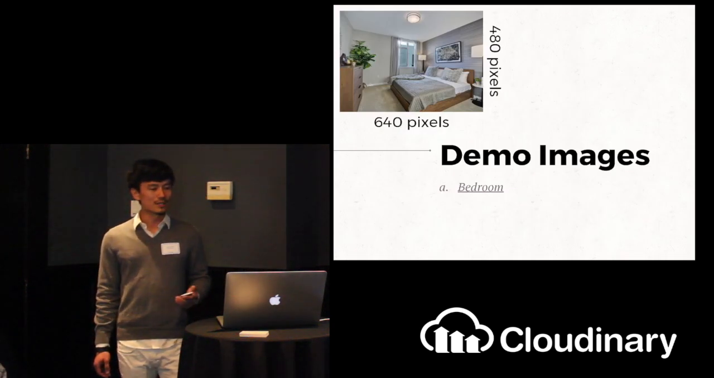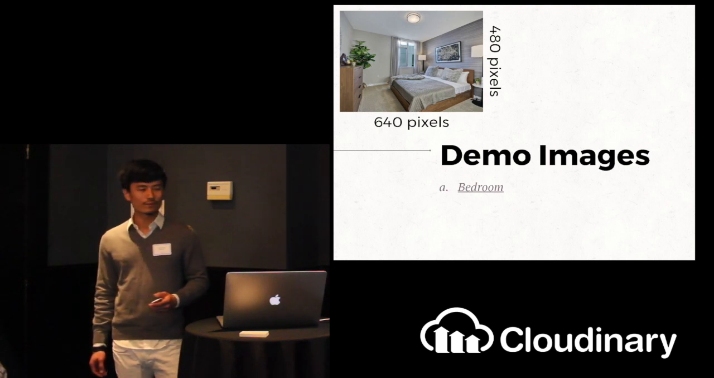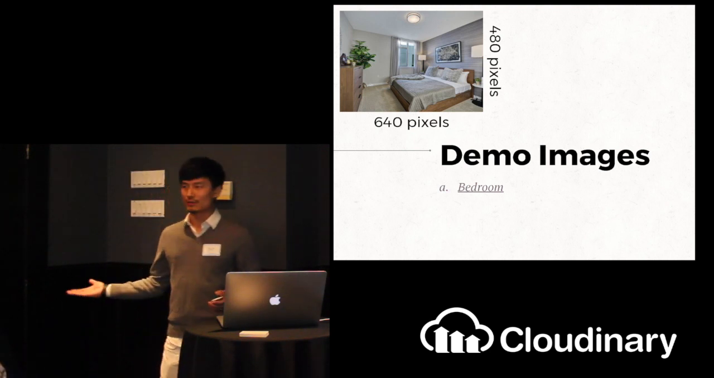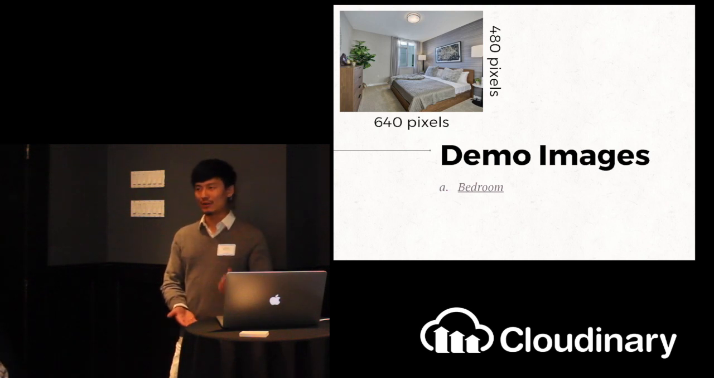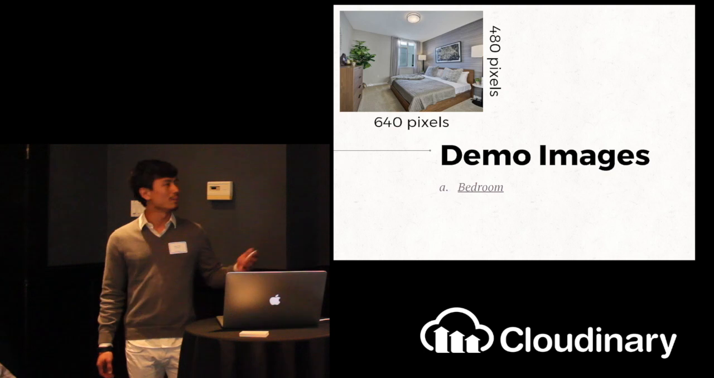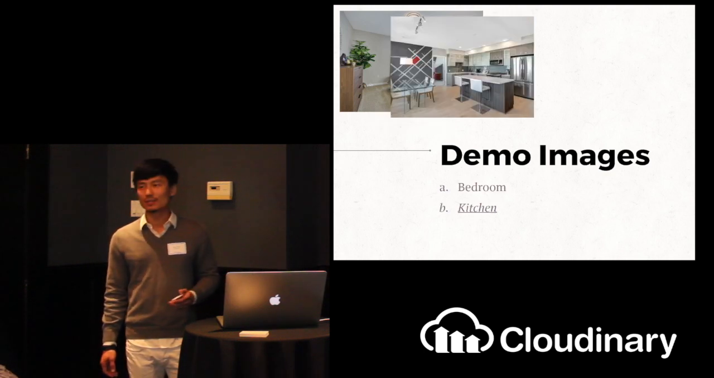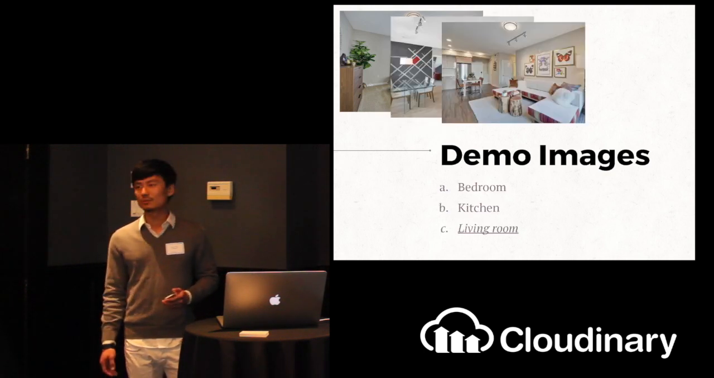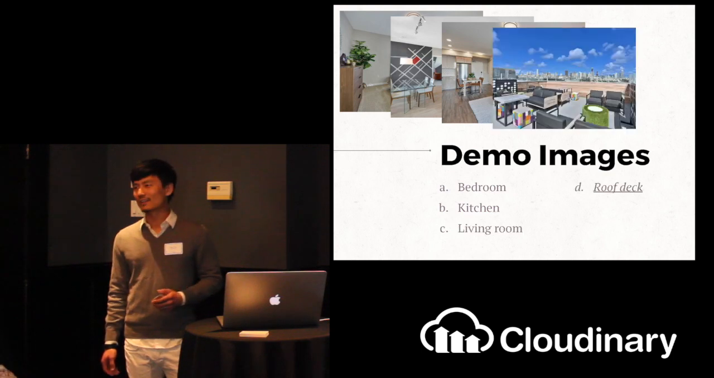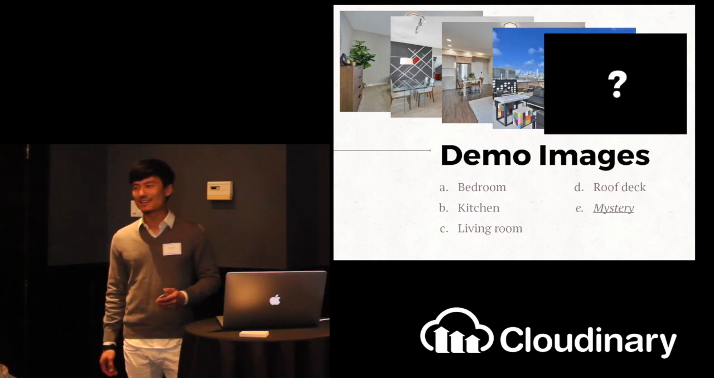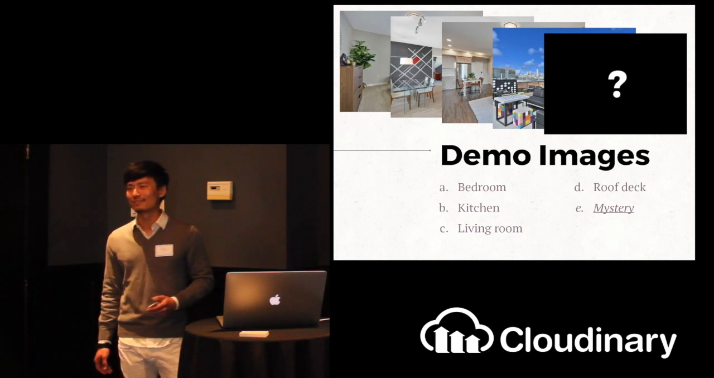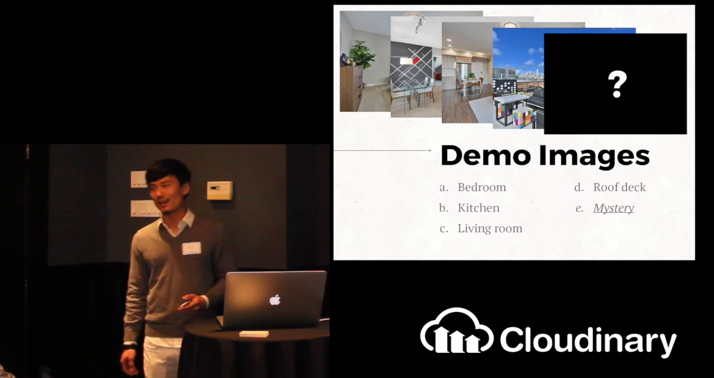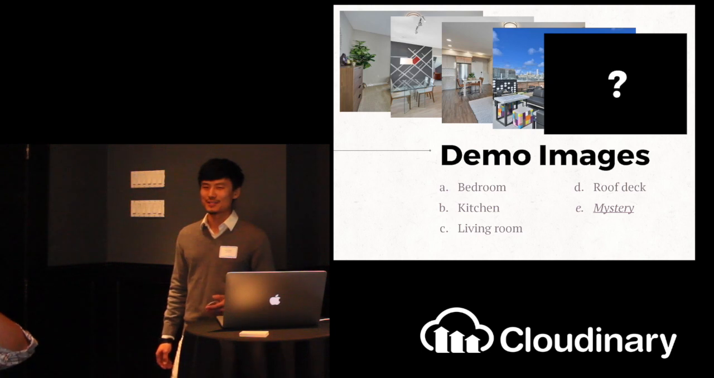To evaluate each of the 7 image transformations, we're going to look at some demo images. They're all 640 pixels wide and 480 pixels tall. There are 4 of them: a bedroom, kitchen, living room, roof deck, and a 5th mystery image to be revealed halfway through the presentation. It's not a beautiful image, but it's interesting.